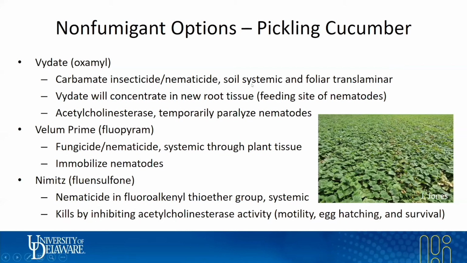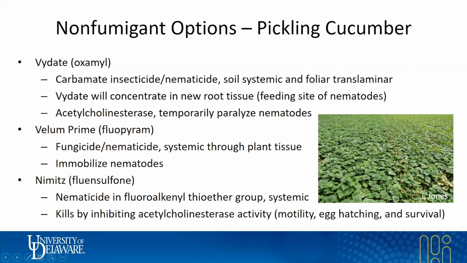Vydate is one that's both soil systemic and foliar translaminar. So it's able to move from the soil into the roots, and if it's on the leaves, it's able to move down as well. What it will do is then have some concentrations that build within new root tissue, and that's the site where the nematodes are feeding. So they'll feed on these roots and basically become paralyzed. And then we hopefully see, throughout the season, a lower end-of-season population, hopefully less damage and less galling, which leads to better yields.